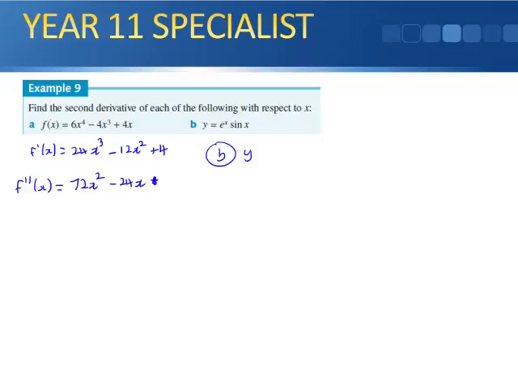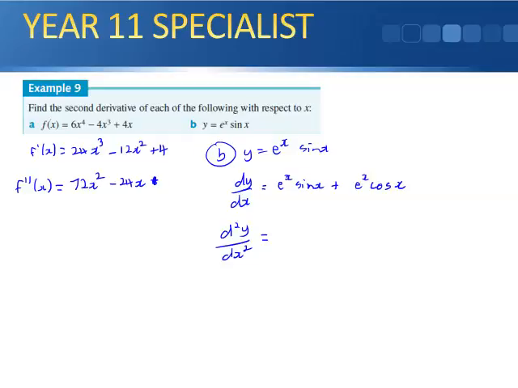Part B, y equals e to the x sine x. So here we've got a product rule, so when we differentiate, we make sure that we differentiate one and then leave the other one. So we've got e to the x, differentiating that, e to the x still gives me e to the x, and I've got sine x. Now I've got to do the other one, so plus, differentiate sine gives me cos, and leave e to the x as it is, so cos x, so there's that one there.